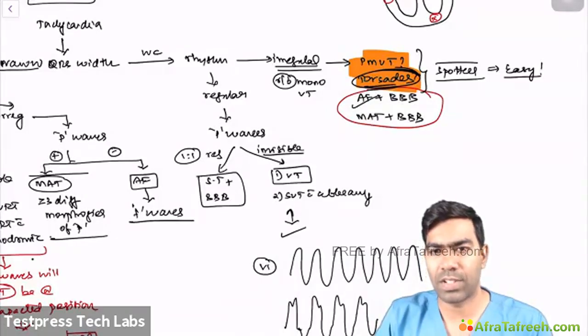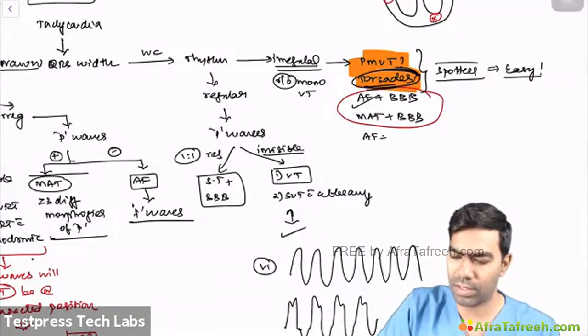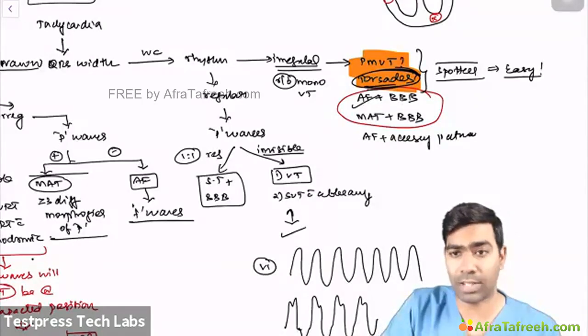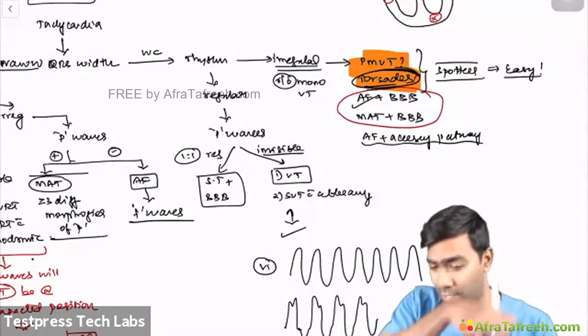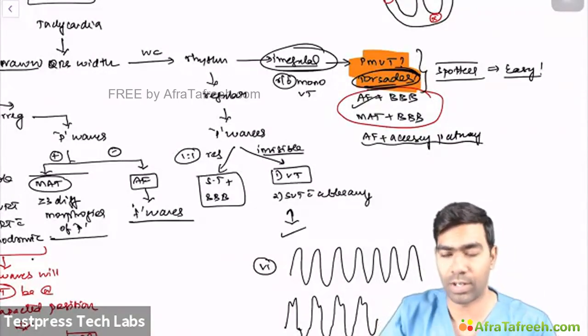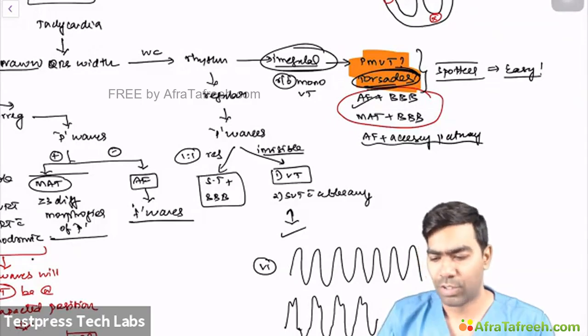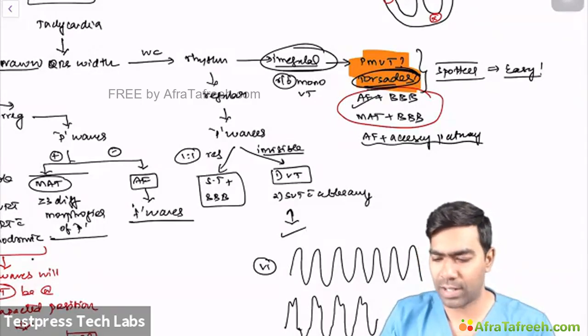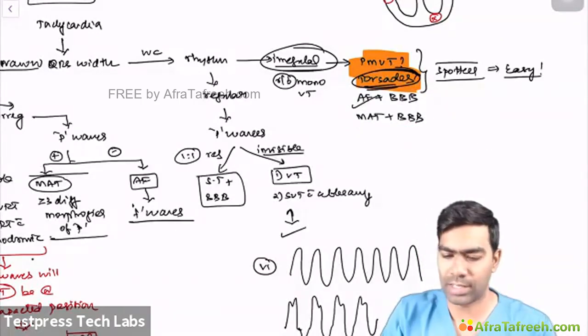AF with accessory pathway is also a differential diagnosis for wide complex tachycardia. Yes, of course, it will be irregular. AF with accessory pathway, good. Actually, I'm very happy with Alex. Alex told that this could be a differential diagnosis for wide complex tachycardia, and of course, it will be irregular. Perfectly correct.